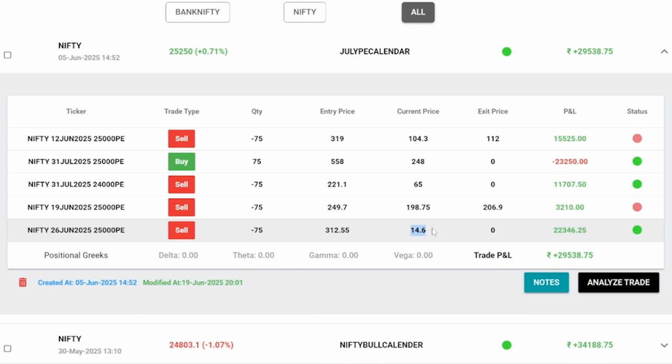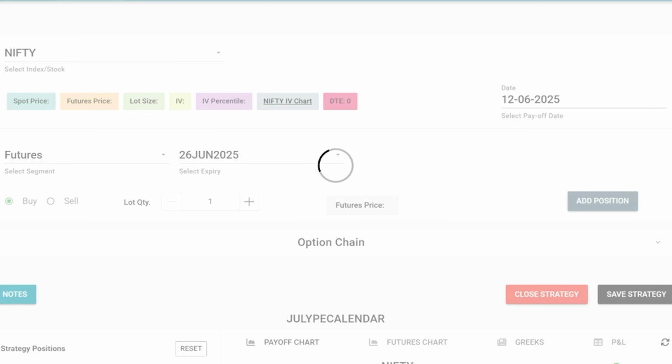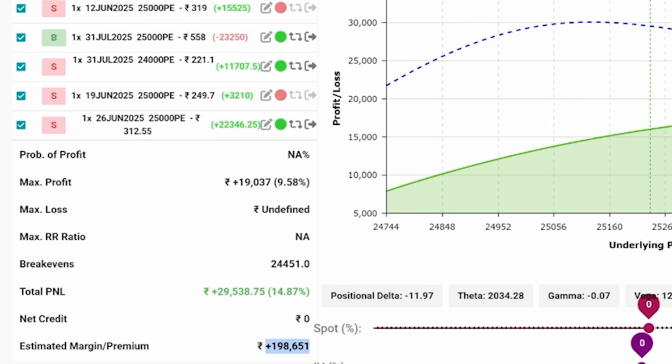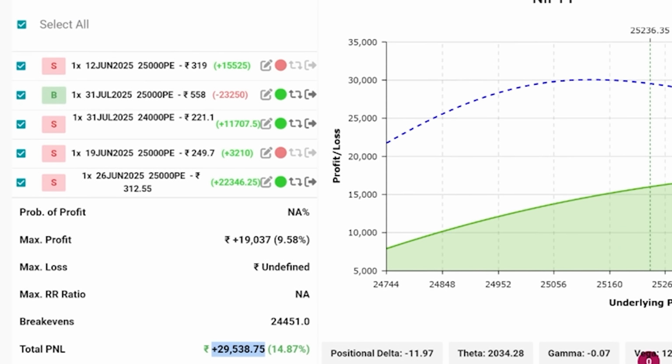Now, if you look at this, I'll show you the analysis of the data. The margin is roughly about 2 lakh rupees. There is already a profit of about 30,000 rupees. So that's an impressive return of about 15%. But here, this one you have to take out.